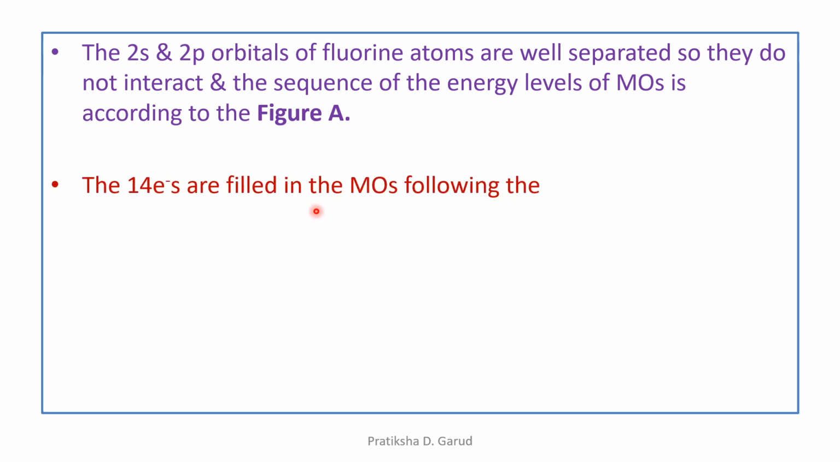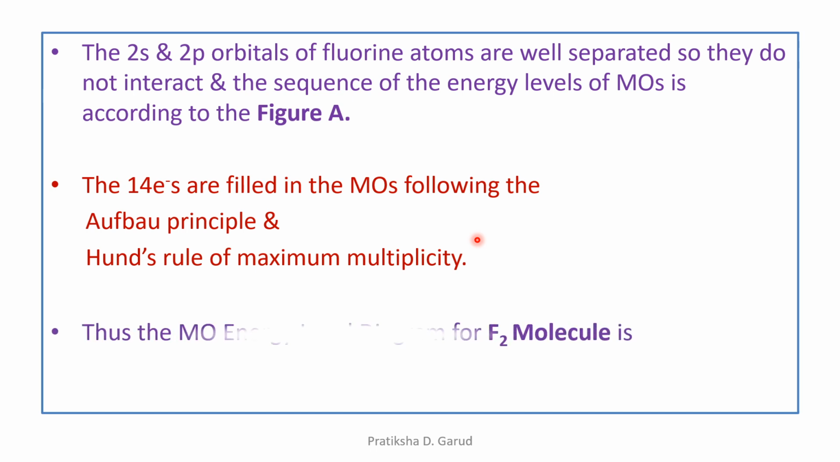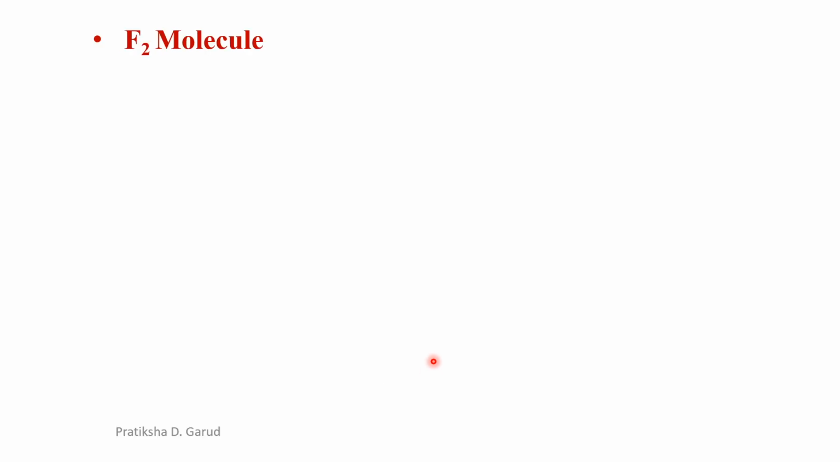Now these 14 electrons are filled in the molecular orbitals by using two rules. The first one is the Aufbau principle and the second one is Hund's rule of maximum multiplicity. So let us see the MO energy level diagram for the F2 molecule. The MO energy level diagram is drawn across the energy axis, that is, increasing energy. On one side atomic orbitals, on the other side atomic orbitals, and at the center molecular orbitals. The first atomic orbital is for the first fluorine, the second atomic orbital is for the second fluorine, while the molecular orbitals are for the fluorine molecule.